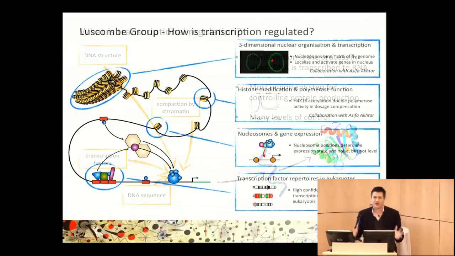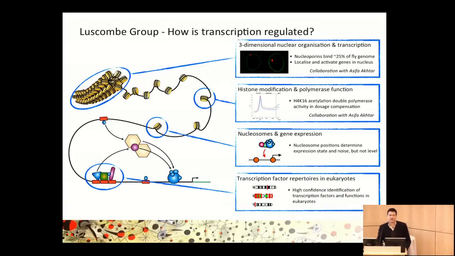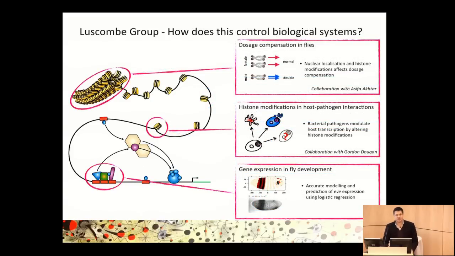Okay? So who are we? What do we do? Well, our group's research focuses on two questions. Firstly, we're interested in using genome-scale data in order to understand how transcription is regulated, so to understand different types of mechanisms at all these different levels of regulation. Okay? In addition, the second question that we're really interested in is understanding how transcriptional regulation is then used to control different types of interesting biological behaviors, including, for example, host-pathogen interactions and gene expression patterning during fly development.